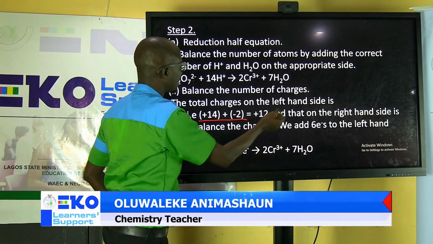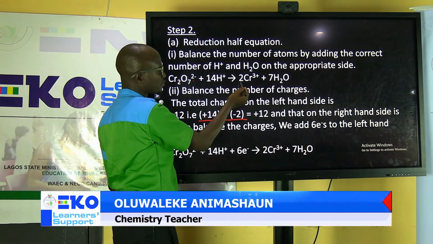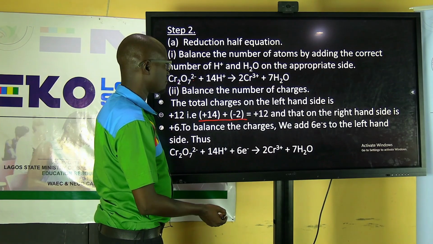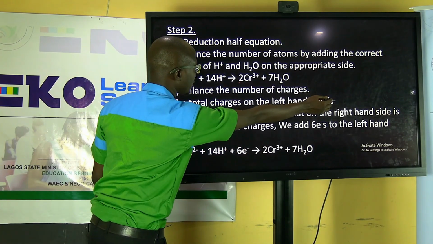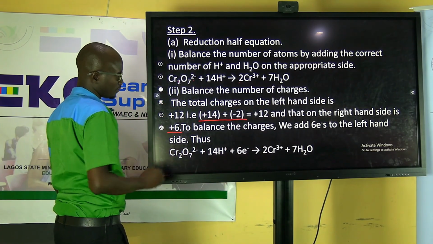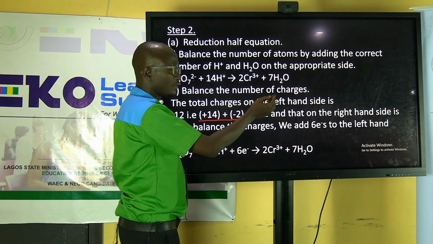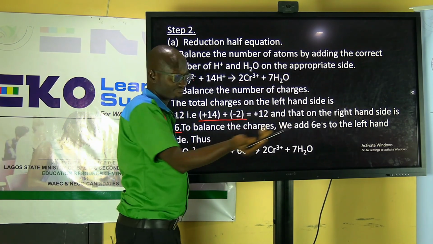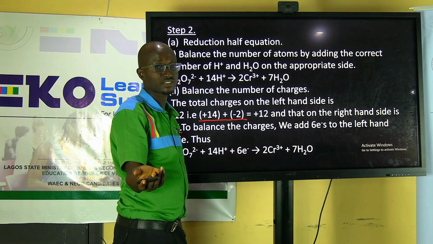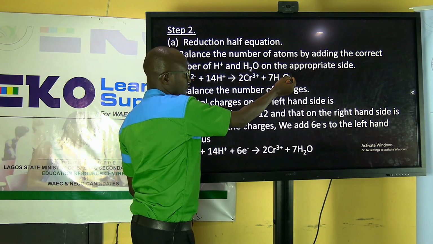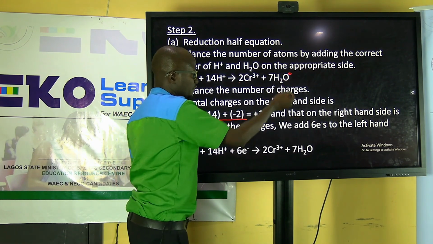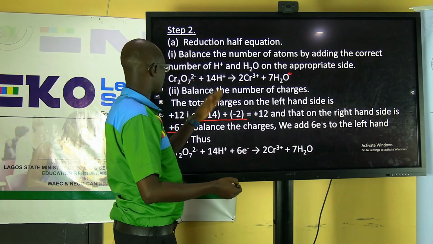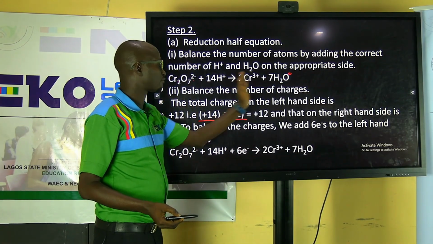Now, what do we have on this side? We have +3 times 2, which is what? +6. And on the right hand side, you have +6. That's how they got +6. You might ask, why am I not adding what is there? There is nothing there because this is 0. So 0 times 7 is 0. So there is nothing there. So we have +12 here and we have +6 here.